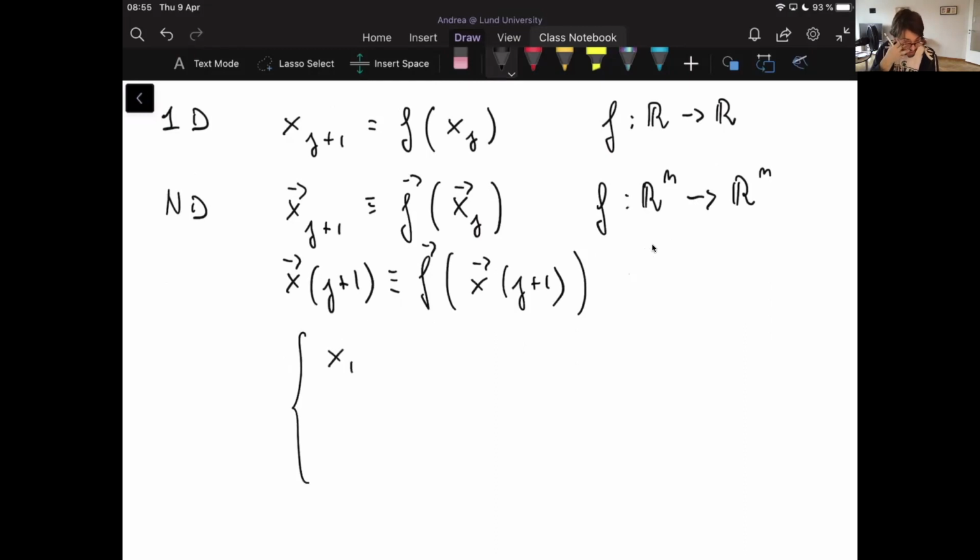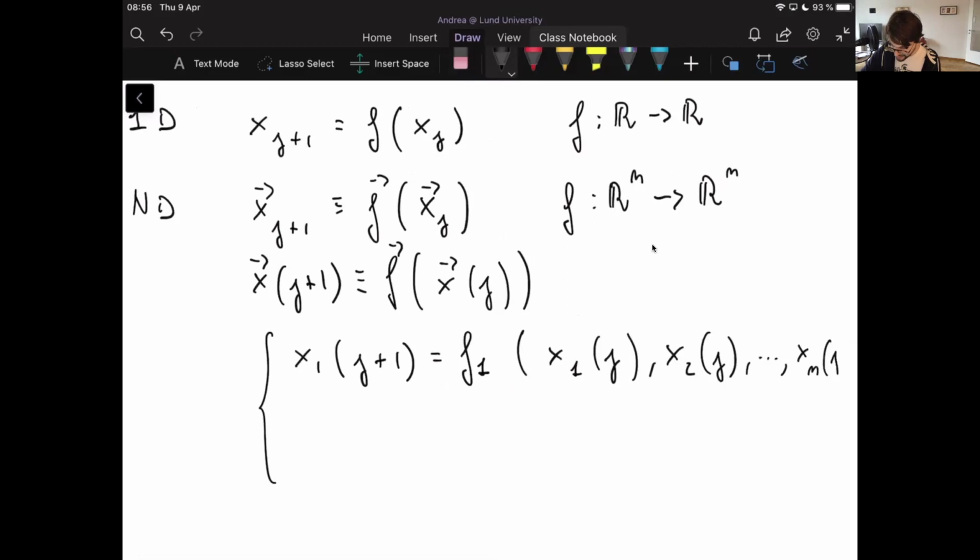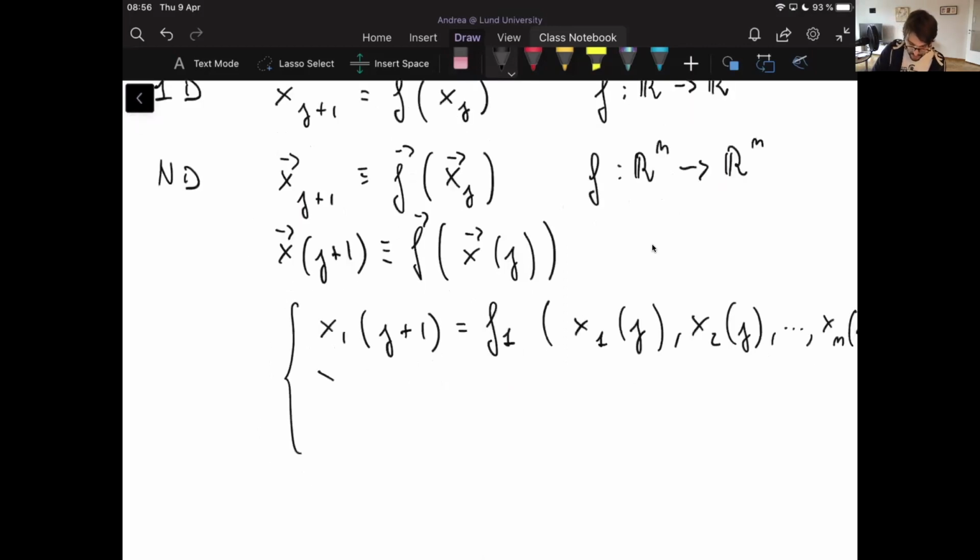Now, as you can see in the multidimensional maps, you simply have many dimensions. So in the first dimension, x1 of j plus 1 is equal to f1 depending on x1 of j, x2 of j, up to xn of j, and then x2 is the same thing, with f2, and you go on until you arrive at the nth dimension. So let's write it like this, and then we go to break.